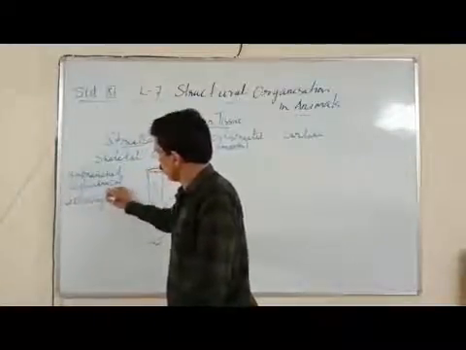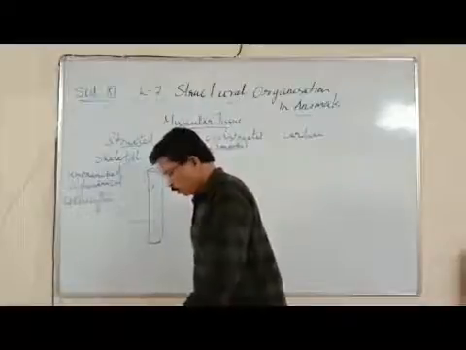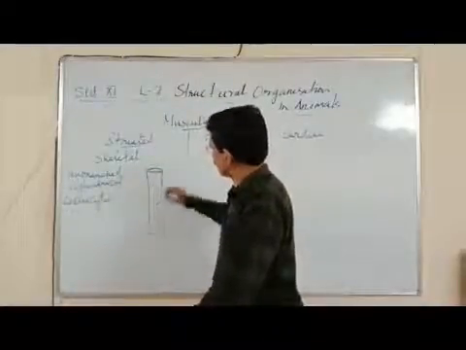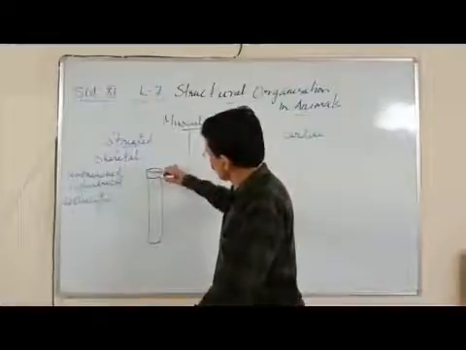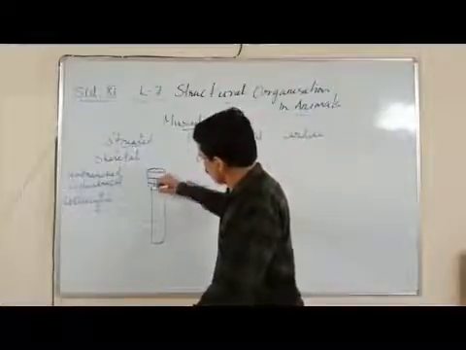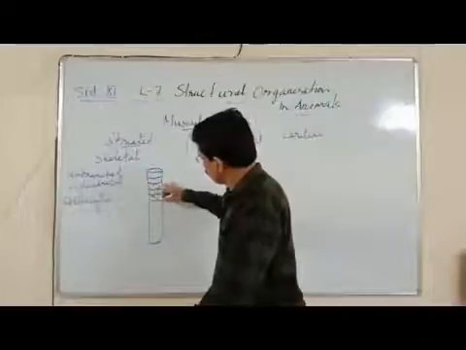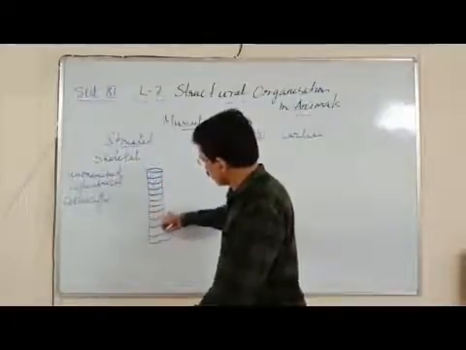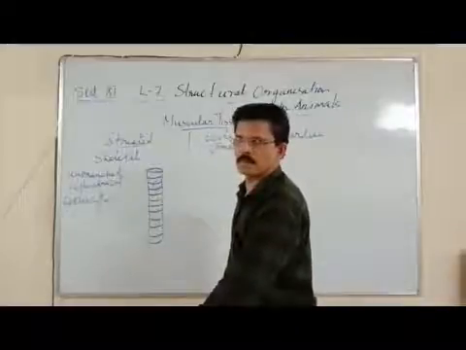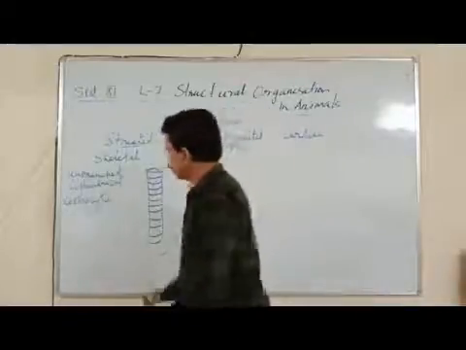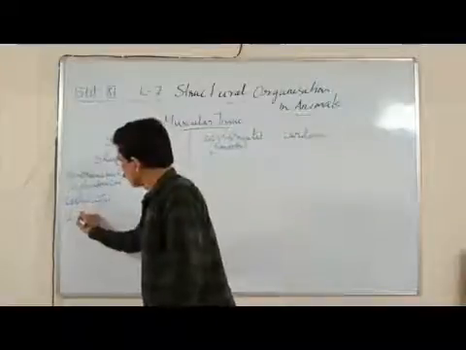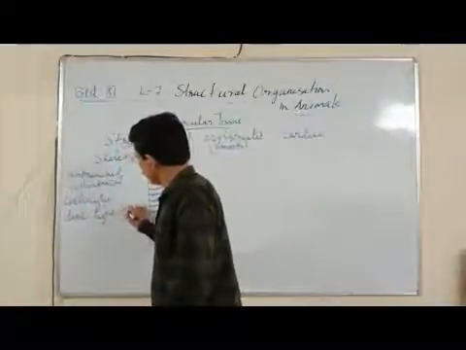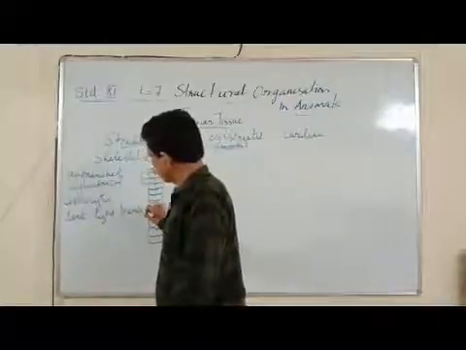Or multinucleate. Now, the notable feature of these striated muscles is that they have dark and light striations or bands. They have dark and light striations or bands. Hence, the name striated muscles. So, the next one, they have dark and light bands. Okay?